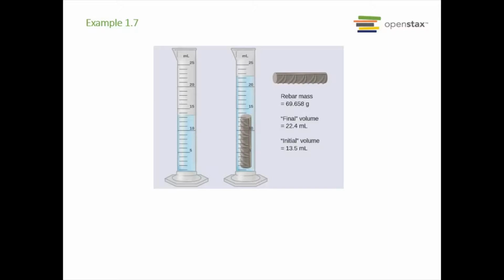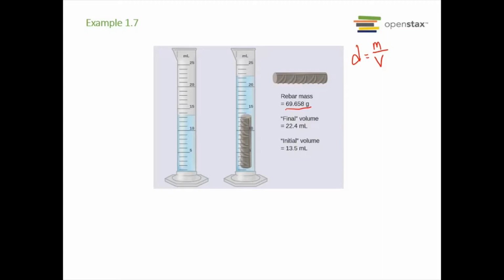Okay, so this next problem is we are going to use what is called water displacement to find the density of this mass of metal here. So density, if you remember, is equal to the mass of something divided by its volume. Something like a piece of metal, we can easily find its mass, and it was weighed to be 69.658 grams.